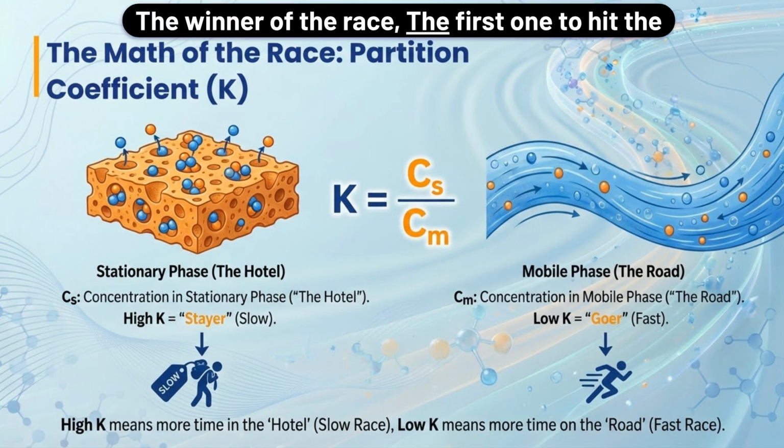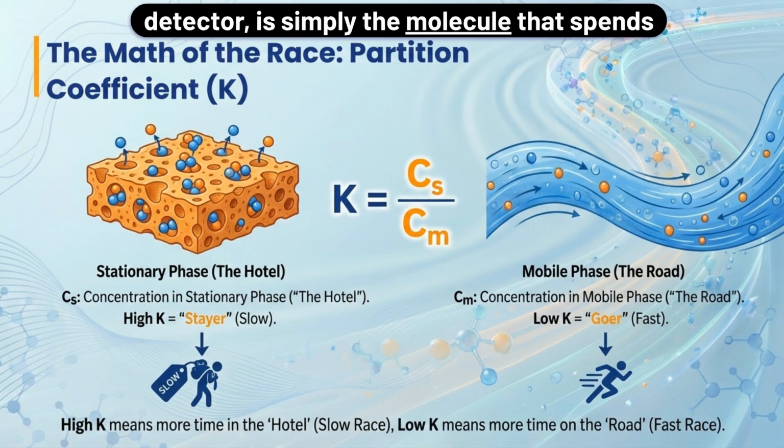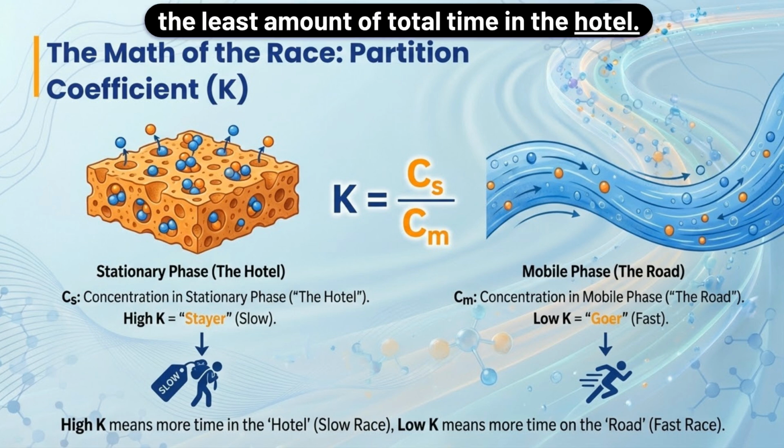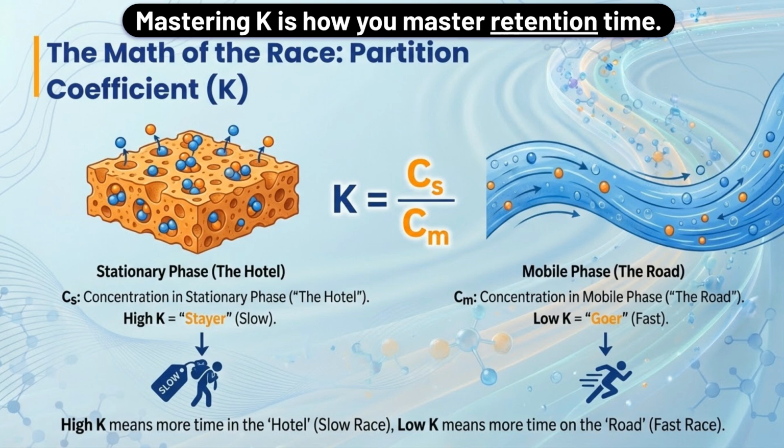The winner of the race, the first one to hit the detector, is simply the molecule that spends the least amount of total time in the hotel. Mastering K is how you master retention time.